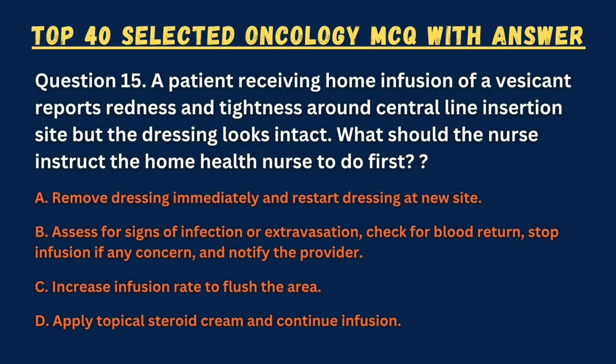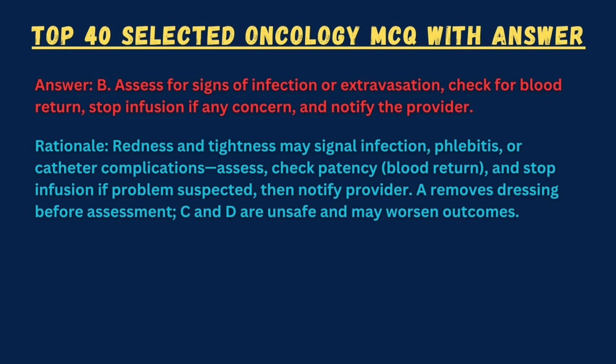C. Increase infusion rate to flush the area. D. Apply topical steroid cream and continue infusion. Answer. B. Assess for signs of infection or extravasation. Check for blood return. Stop infusion if any concern, and notify the provider. Rationale. Redness and tightness may signal infection, phlebitis, or catheter complications. Assess, check patency blood return, and stop infusion if problem suspected. Then notify provider. A removes dressing before assessment. C and D are unsafe and may worsen outcomes.